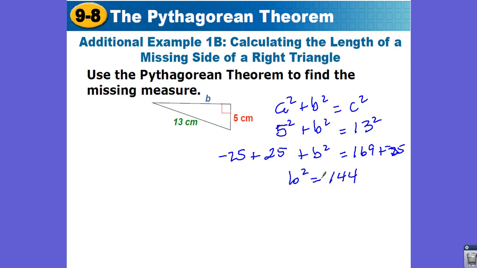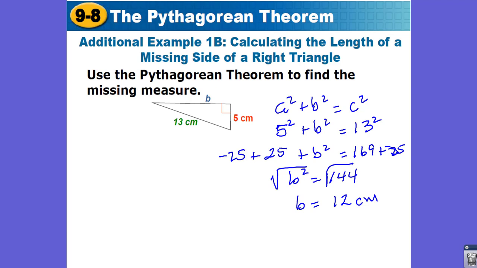Now, just like in previous problems, I don't want b squared, I want b. So to turn b squared into b, you take the square root of it, take the square root of the other side as well, because what I do to one side, I must do to the other. b squared turns into b, and the square root of 144 is 12, and in this case 12 centimeters.